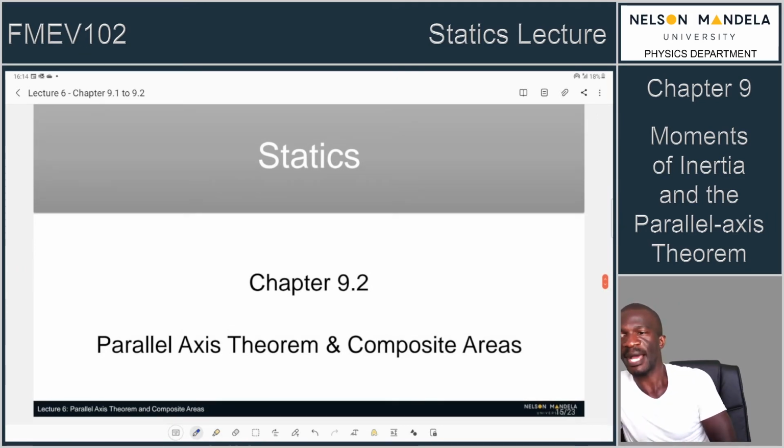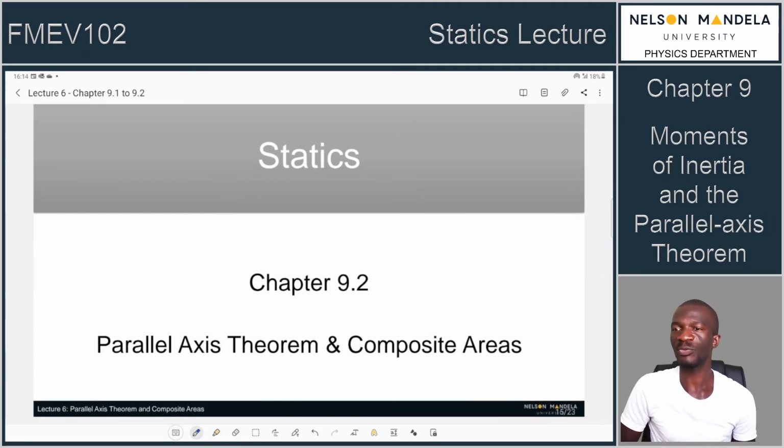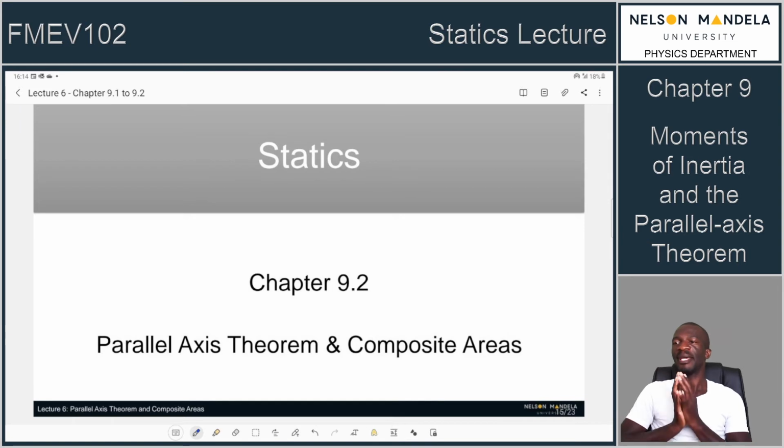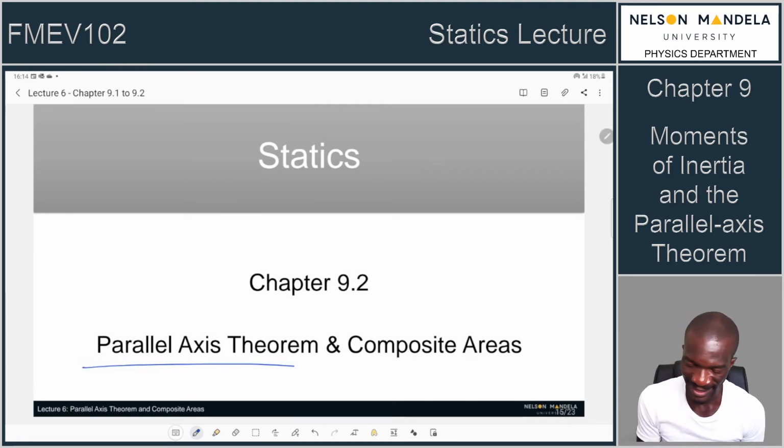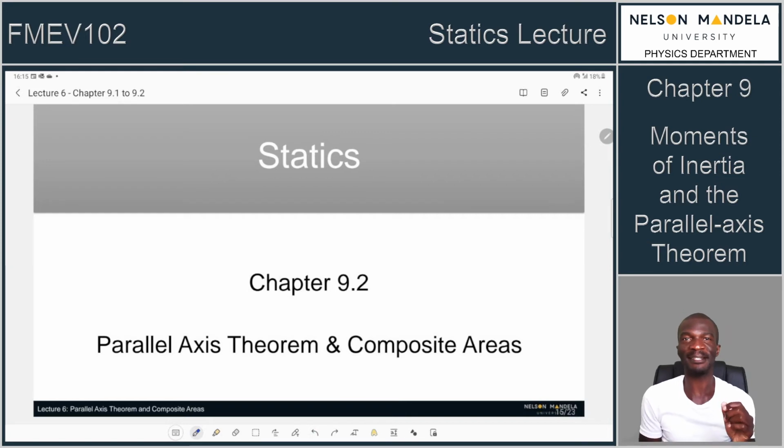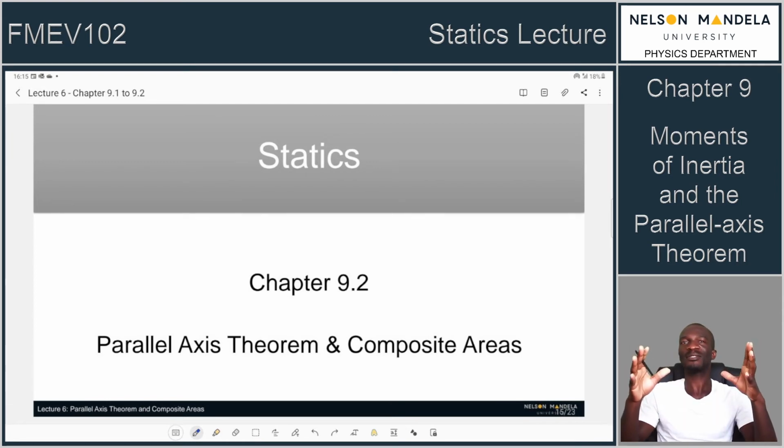Right, so now let's move to the second part, which is on the parallel axis theorem and composite areas. This section is introducing a concept that can make life very easy for you as engineers. The structures that you're dealing with are huge. The structures that you're dealing with have too many axes to think about.